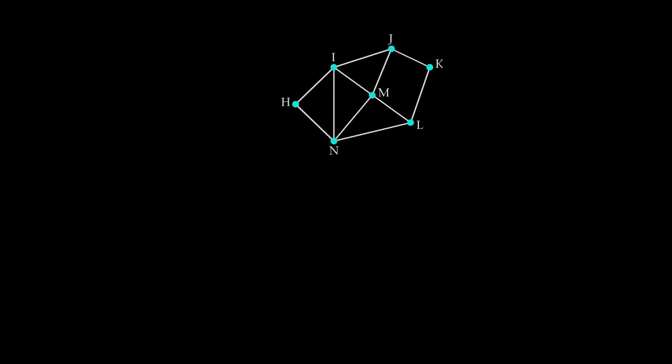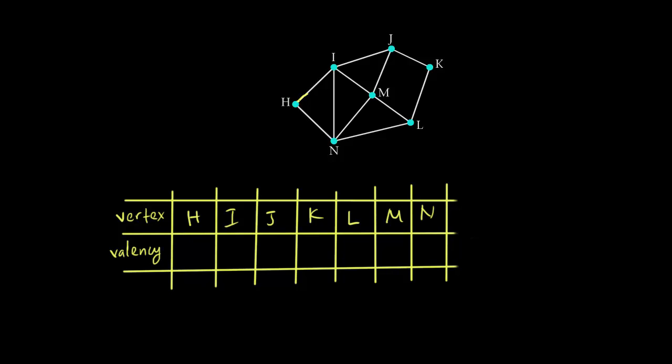Sometimes you might be asked to show that a graph is semi-Eulerian. So you have to show, by drawing a table, that exactly two of the vertices have odd valencies. H has two arcs connected to it, so it has a valency of 2, so that's even. I has four arcs connected to it, that's also even. J has three arcs connected to it, so 1, 2, 3, so J is odd. Then K has two arcs connected to it, L has three arcs connected to it, so L is also odd. M has four arcs connected to it and N has four.